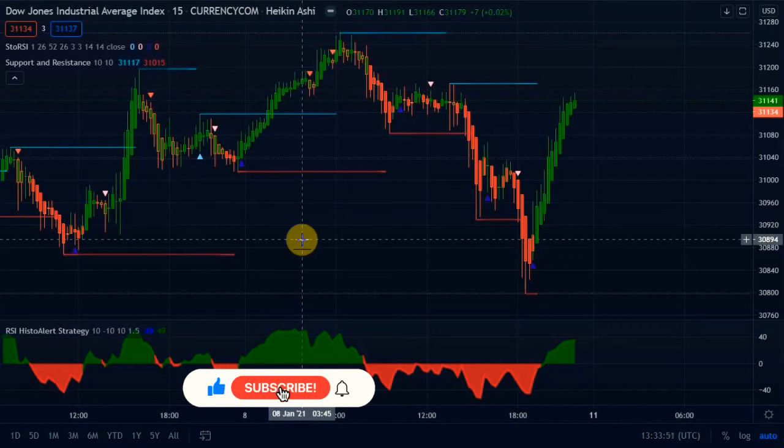So whenever you see a buy signal, and you see that your RSI has turned green, you go for that particular trade, you set your stop loss, and then you go for it.